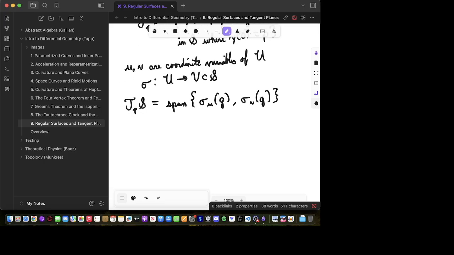And furthermore, because there are two vectors spanning the tangent plane, and these are two linearly independent vectors spanning the tangent plane, it is a two-dimensional subspace of R3.